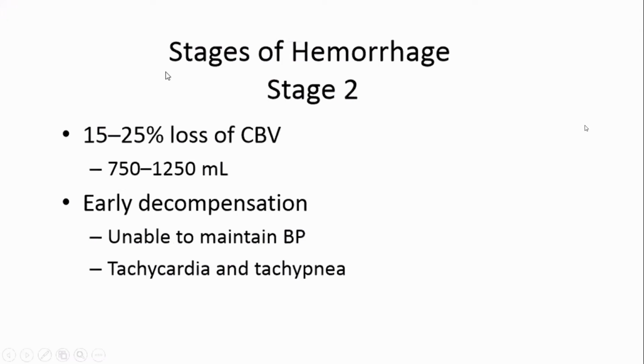In stage 2 there is 15 to 25% loss of total blood, and early decompensation is there. This is classified as early decompensation, and the BP is in unstable form. The patient will start showing tachycardia and tachypnea. So tachycardia and tachypnea are the first clinical signs which may be recognized during hemorrhage, and we need to pick up early so that the patient will not go into decompensation or shock or death.